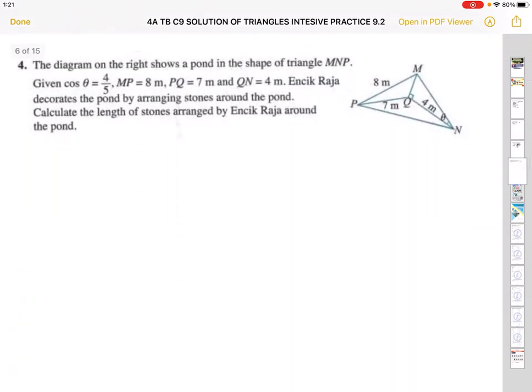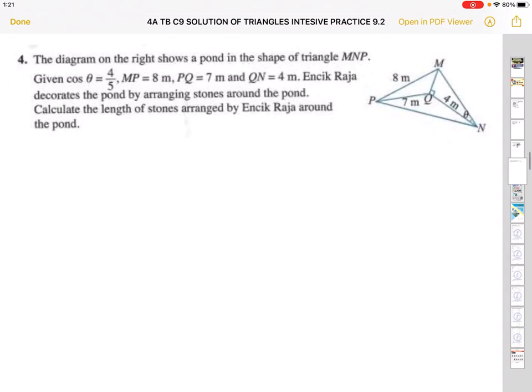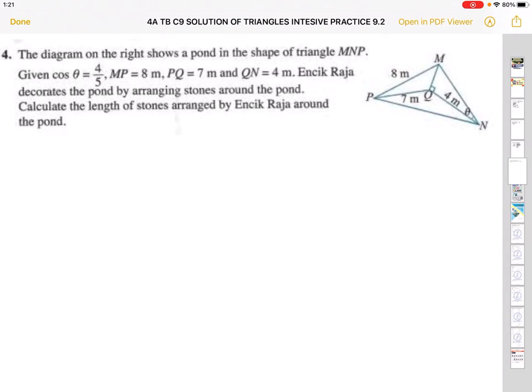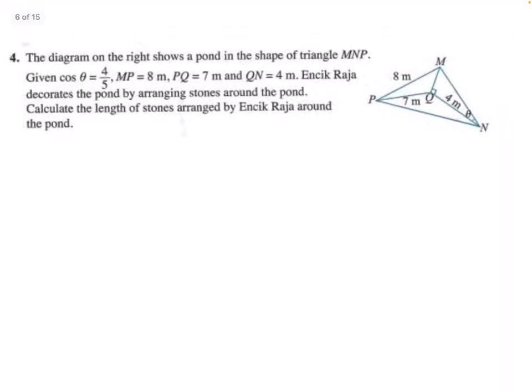Right, I think this is very short. It's only 4 questions. All right, but this one, I need to zoom in the diagram. A bit hard to see, too small. So the diagram on the right shows the point in the shape of triangle M and P. Cos theta is given, and PM is 8, PQ is 7, QN is 4.